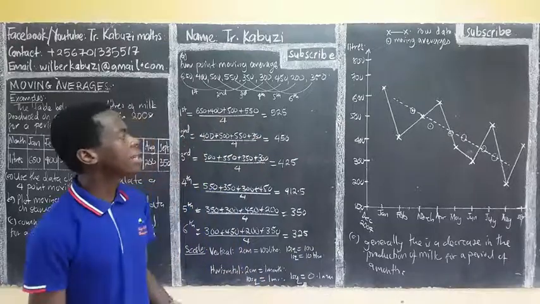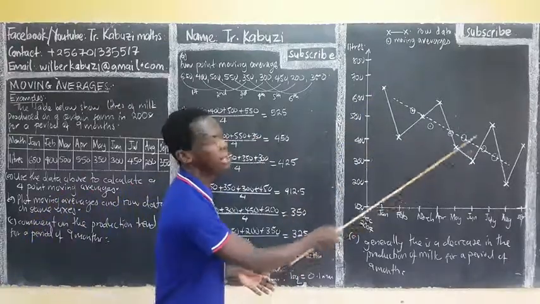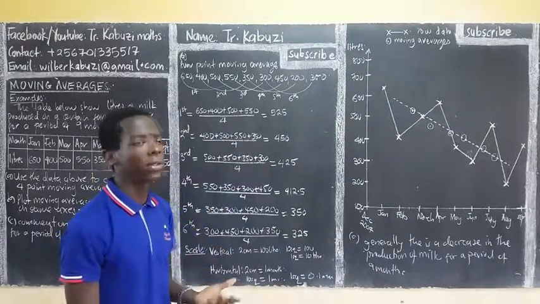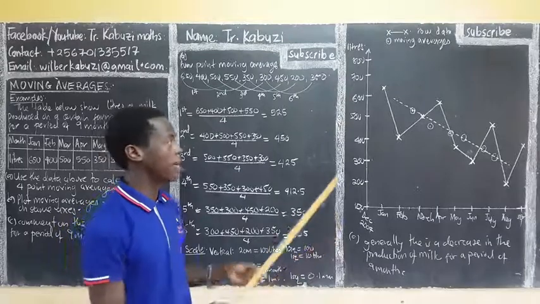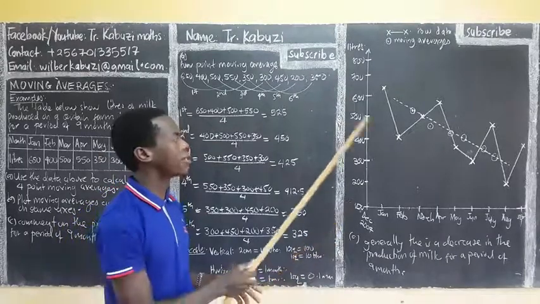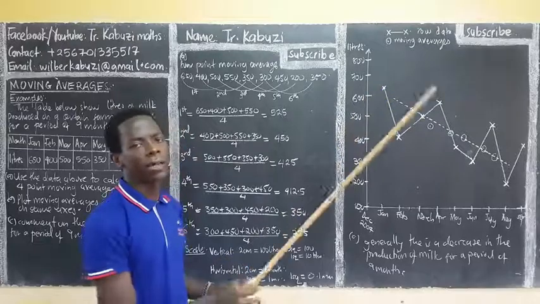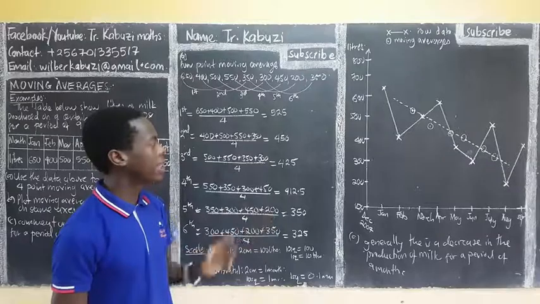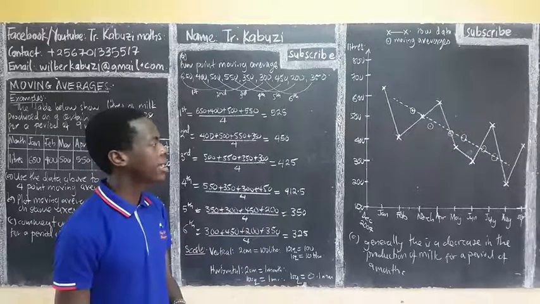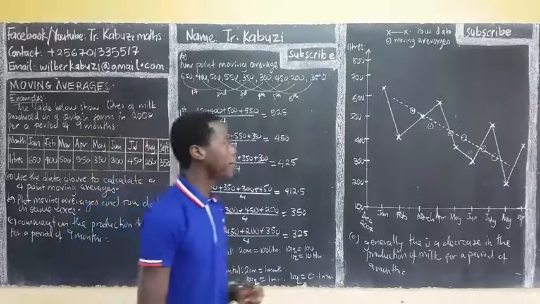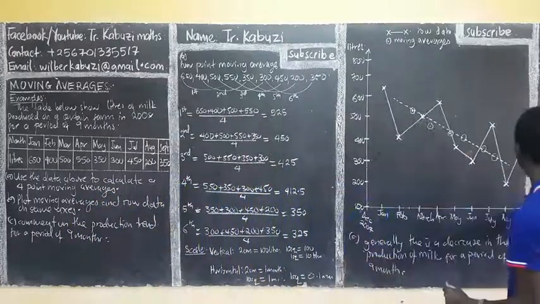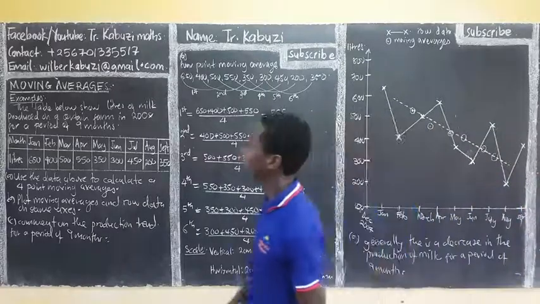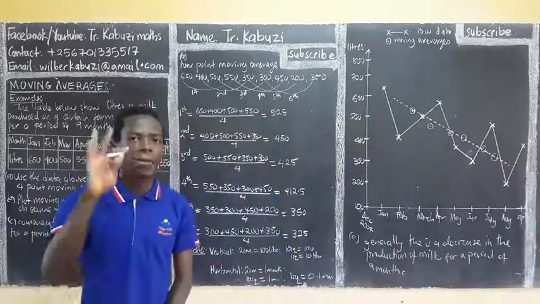Now, the moment you see that your trend is fluctuating downwards, it means you're going to have a decrease in your production. When your data is fluctuating but going upwards, they expect a positive change or a positive trend. So that's the comment. If they ask you to predict what the production of milk will be in September, you read off that value. But that question is not here. That's it, members. I wish you well.